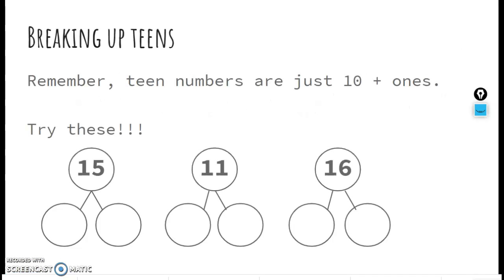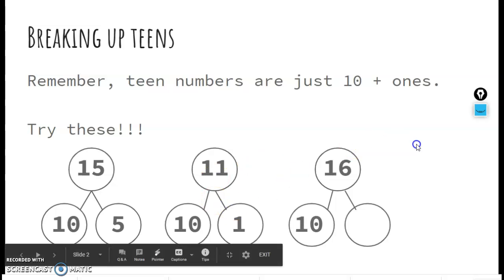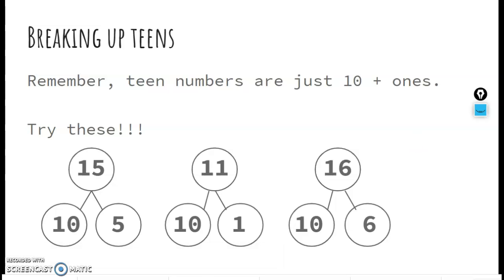Here we go. So first, just a reminder, we've been learning that teen numbers are just 10 plus a digit, or 10 plus ones. So I bet you can practice with these to get your brain warmed up. Our first teen number is 15. 15 can be broken up into, what do you think? 10 and 5. Nice work. How about 11? Doesn't sound like it, but 11 is a teen number. 11 can be broken into 10 and 1. And our last one, 16. 16 can be broken into 10 and 6. Nice job.